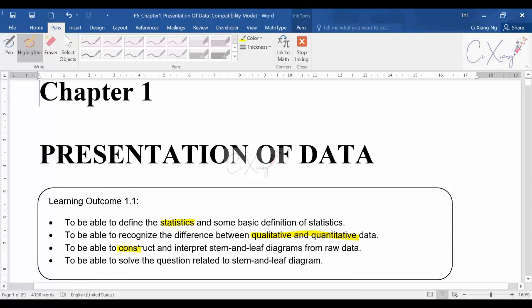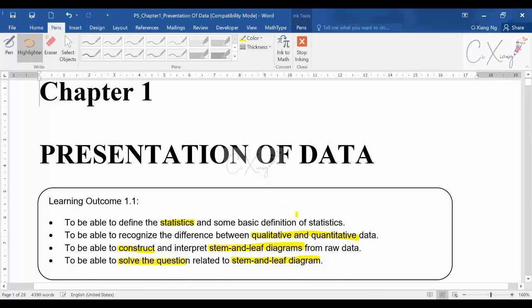Then you need to construct and also interpret the stem and leaf diagram. I believe that this is something new to you. After that, you need to learn how to solve questions related to stem and leaf diagram. Maybe for the first 2 videos, this is what we are going to cover. After the first 2 videos, you have to make sure that you know all this.